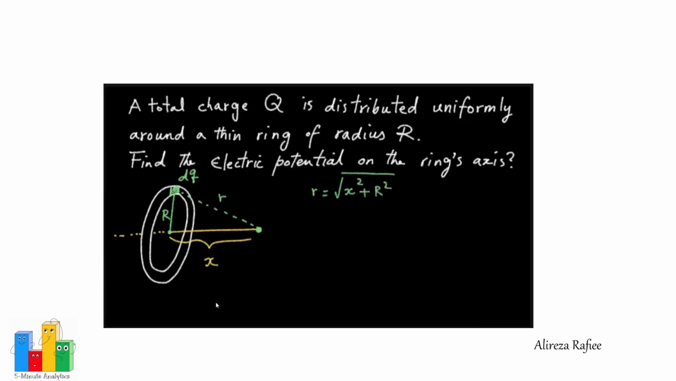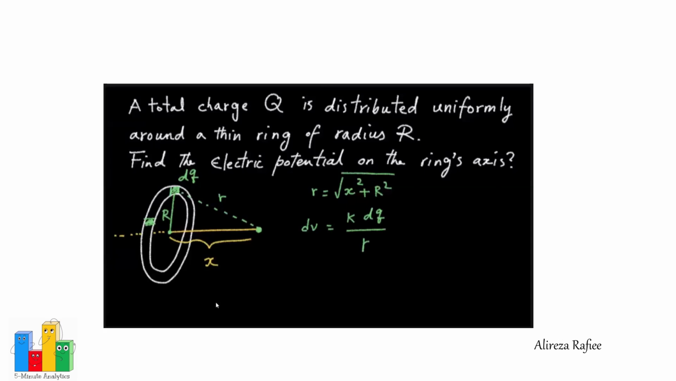Remember that this axis is perpendicular to the ring. If you move this dq to different places, the only thing changing is the angle, from 0 to 2 pi all around the ring. The R is fixed, the x is fixed, and so the lowercase r is also a constant number. And so the little tiny electric potential at this point due to this little tiny charge would be k dq divided by the distance between the charge and the point of interest.